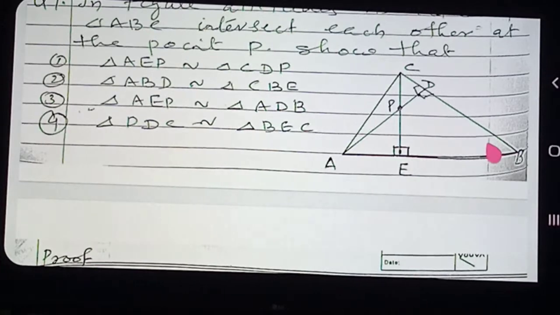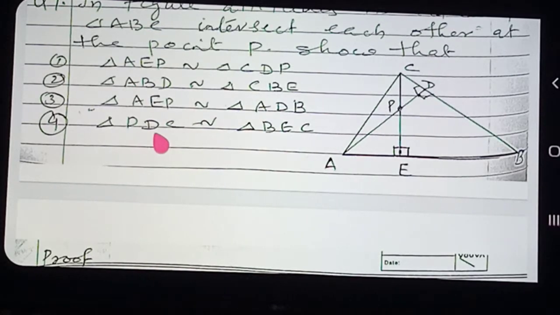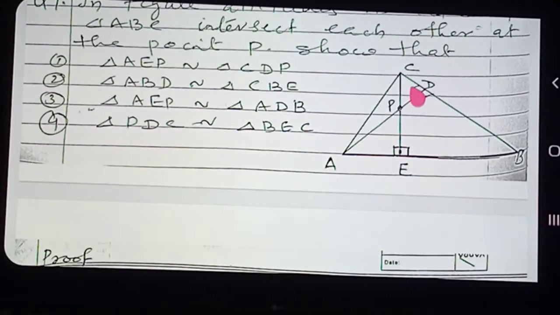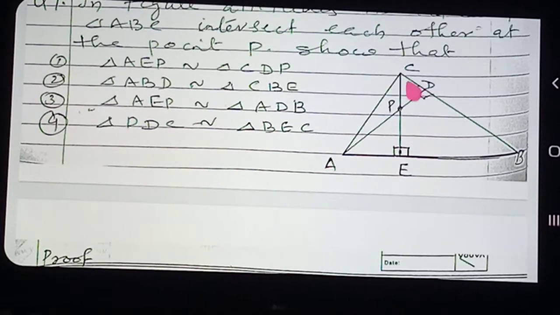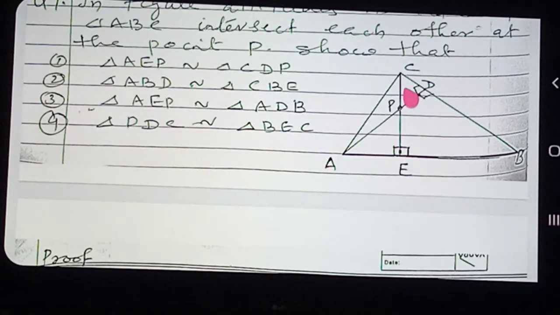Okay, that I also wrote down on the side. Now, next point is PDC. Recognize triangle PDC, this one, and BEC, this one. Here also, which angle is common? Angle C is common.